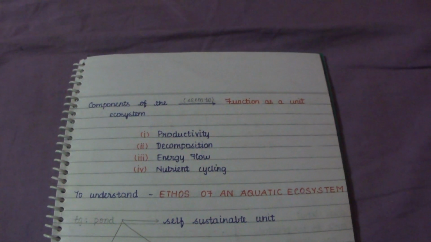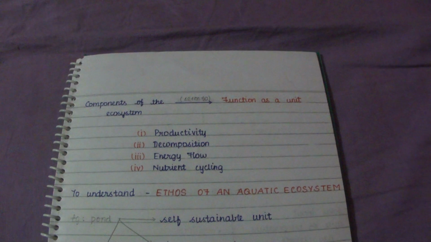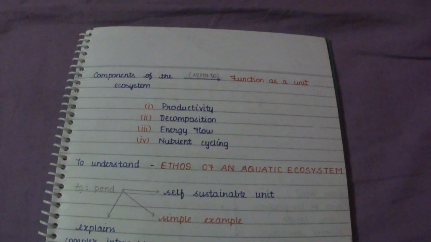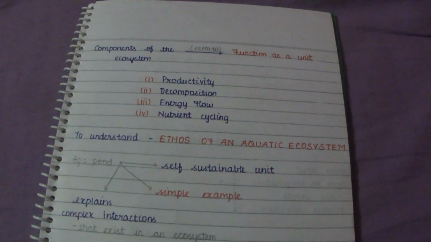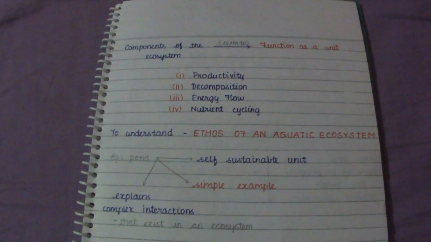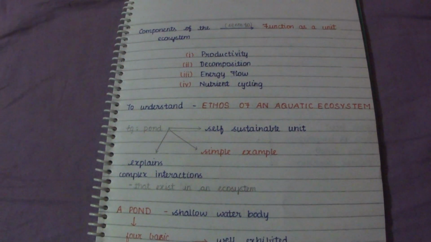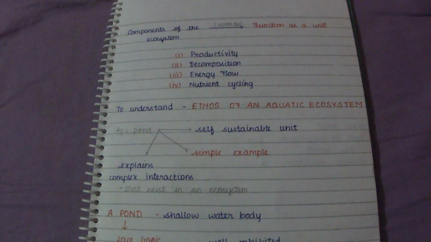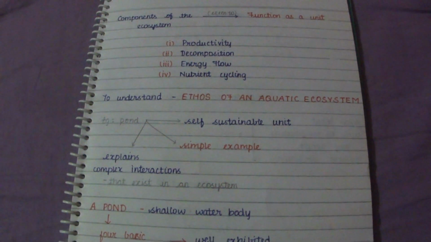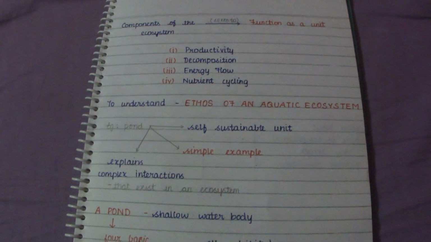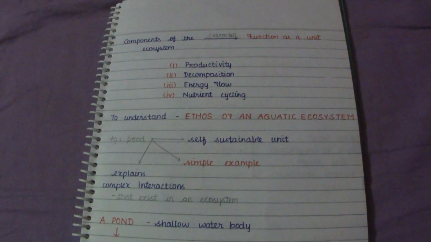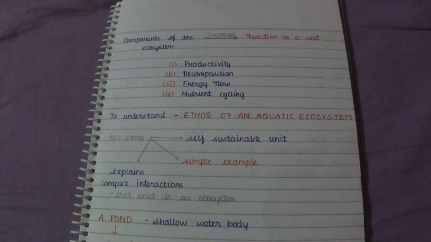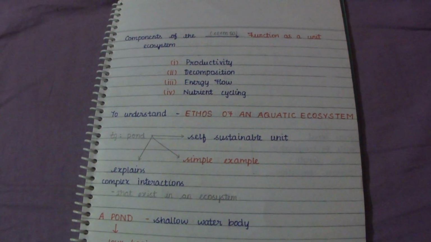When we take these four aspects into consideration, we can identify that the abiotic and biotic components of the ecosystem function as a unit. Next, to understand the ethos of an aquatic system, we can take a small pond as an example. Why are we taking a pond? Because it is a self-sustainable unit, and the most complex interactions that take place in an aquatic ecosystem can be explained easily here.